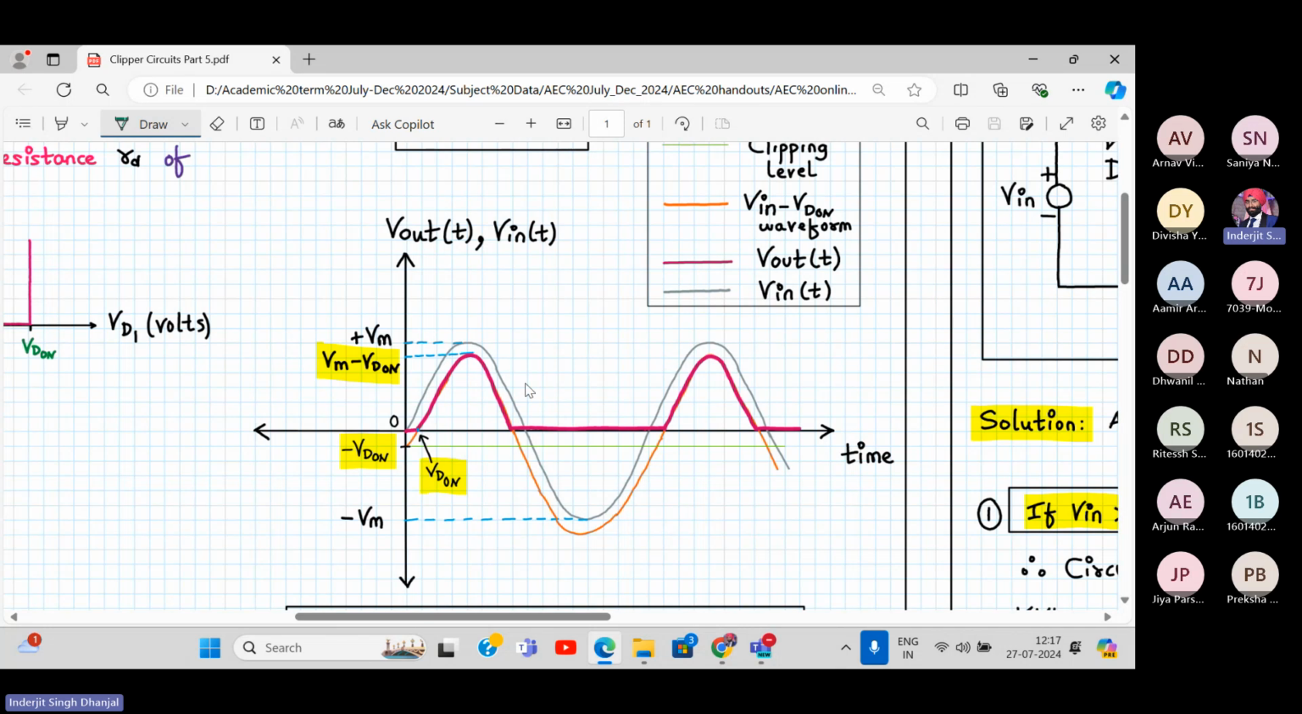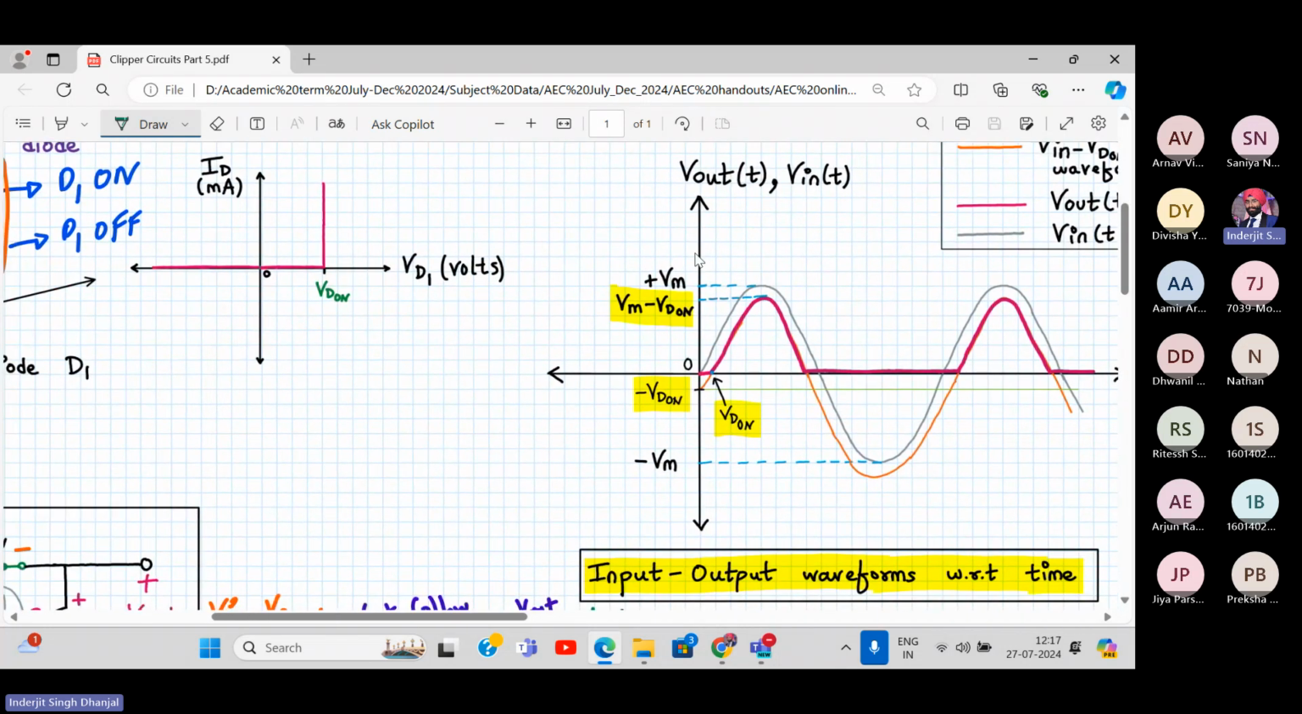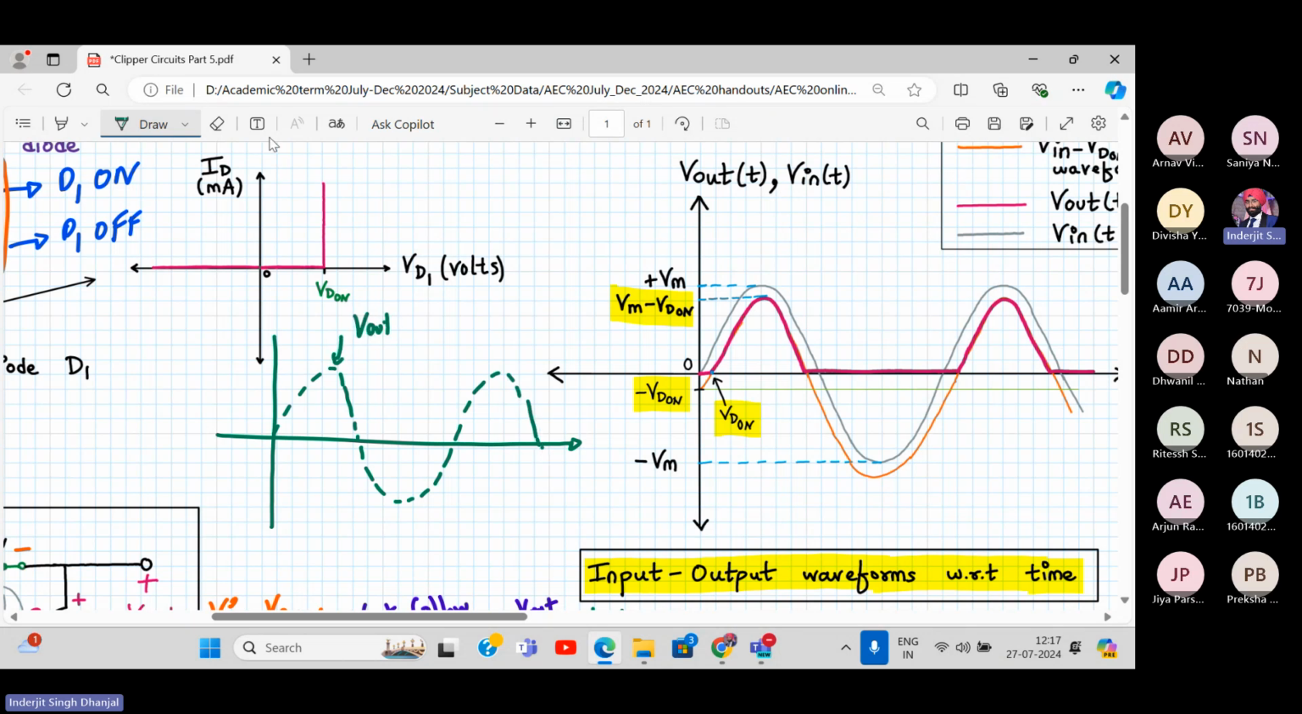So see over here, first of all, let me tell you how to plot this waveform. First of all, draw the input waveform. Obviously, you will draw the input waveform like this. This is the V in line, right? Now I have to plot V in minus VD on. So where will I go?